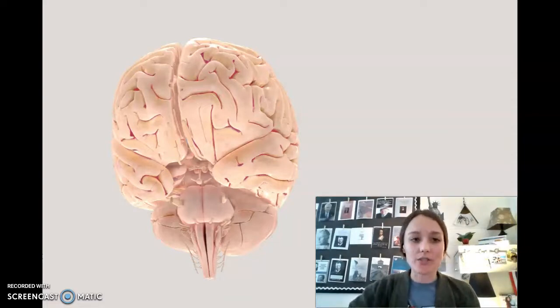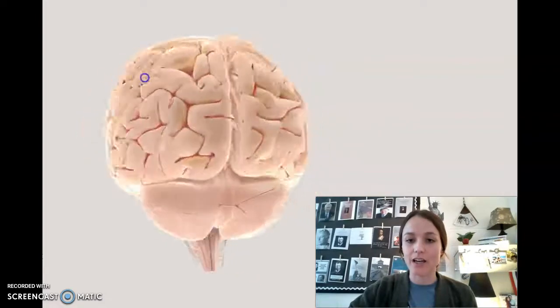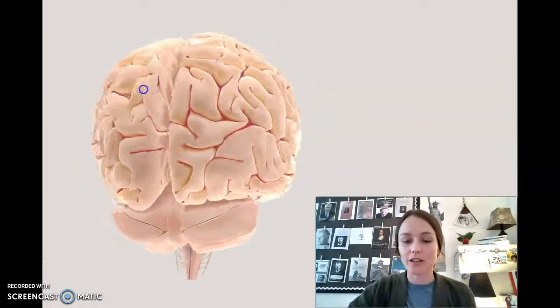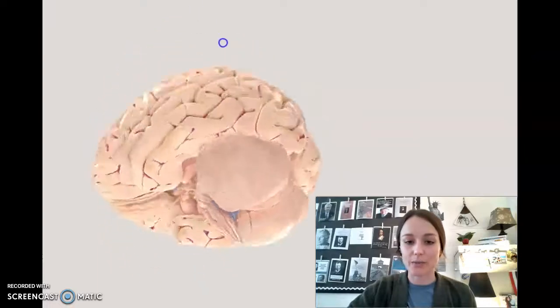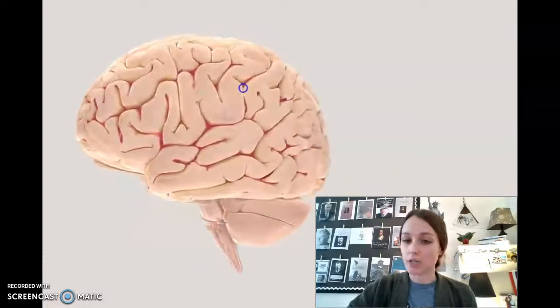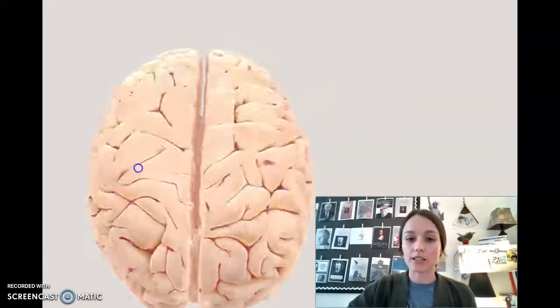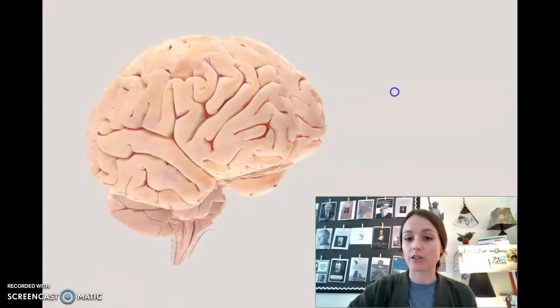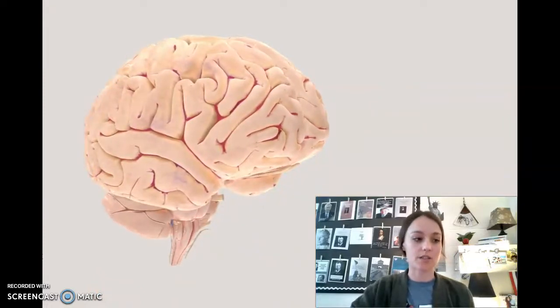I am using a website called brainfacts.org. It's a really awesome website where you can take a digital brain and look at it from all directions, which I really like. You can even isolate different brain parts, look at that part inside the brain, and take off the outer lobes to see that part a little bit better. I really like that about this particular website.